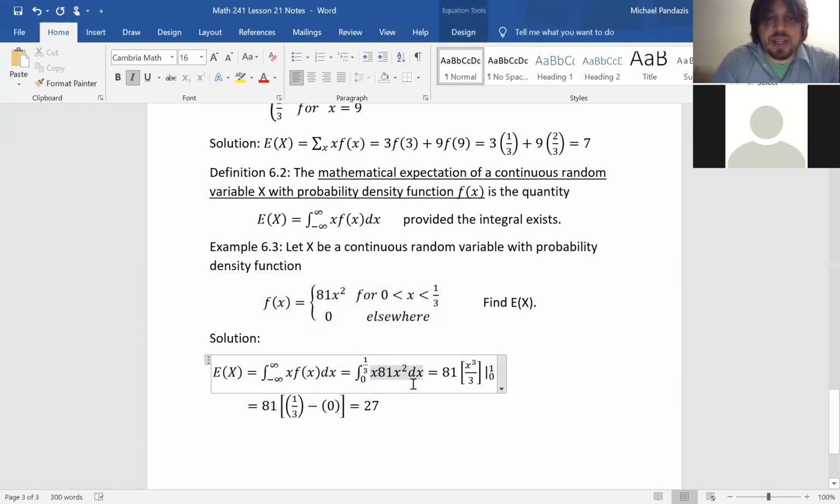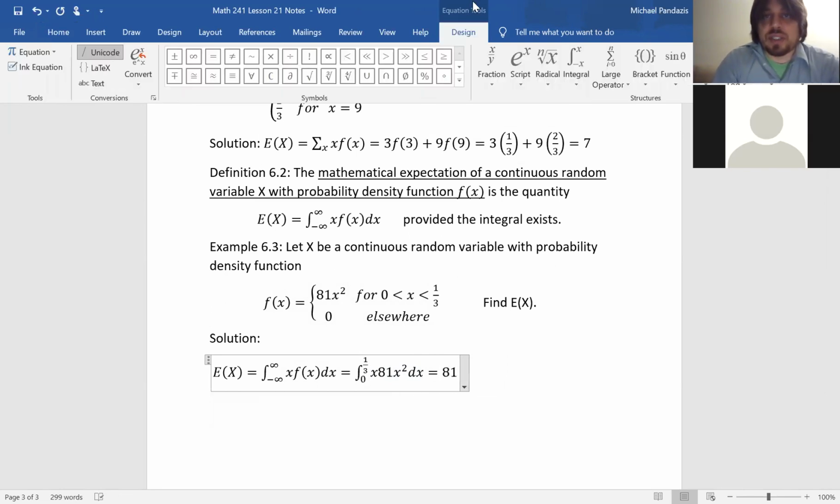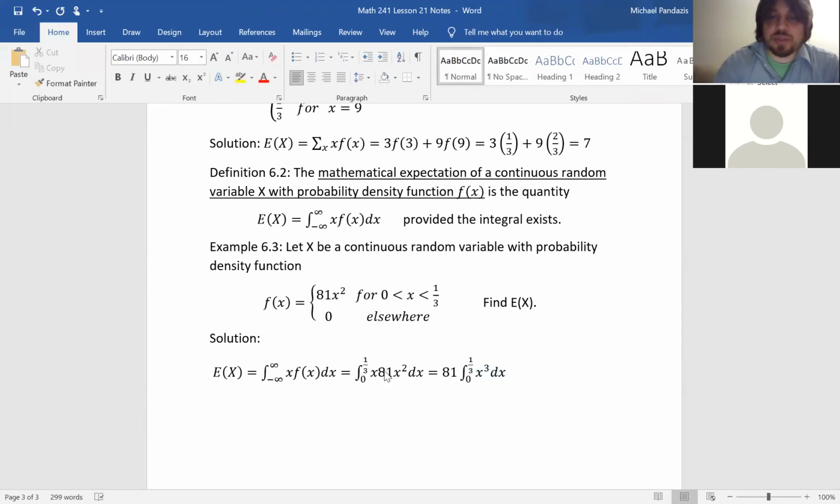Sorry. This is x times that. And so this is x times it. So you have 81 times the definite integral from 0 to 1/3 of x times x squared, which is x cubed dx. Okay, so that's the integral we have to calculate.